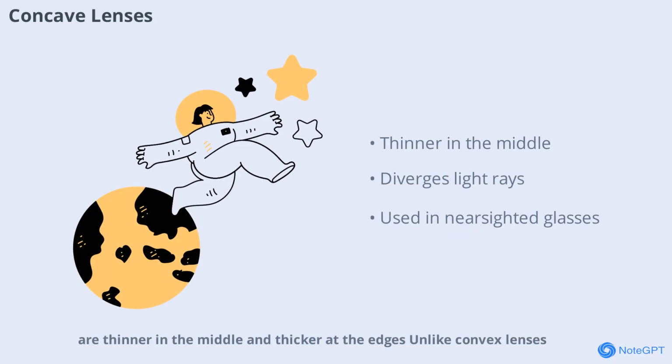Concave lenses, or diverging lenses, are thinner in the middle and thicker at the edges. Unlike convex lenses, they cause parallel rays of light to spread out or diverge. Concave lenses are often used in eyeglasses for nearsightedness and in certain types of cameras and telescopes. Their unique shape and function make them indispensable in correcting vision and manipulating light paths in various devices.